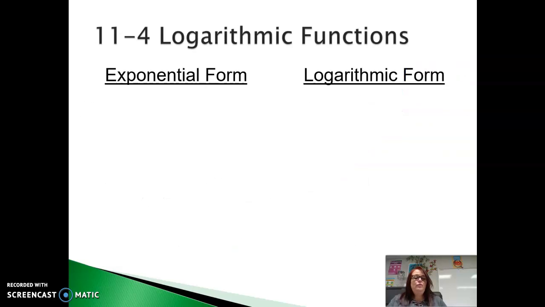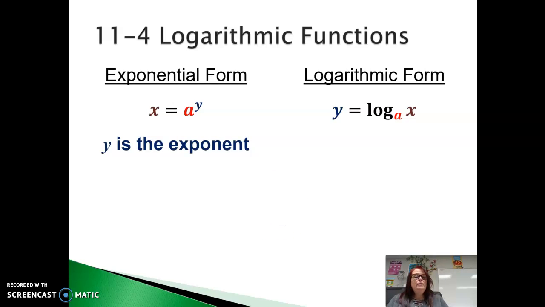So the two different forms that we have, one is we could put it in exponential form. So remember we said x was equal to 5 to the y power, and that was the same as y is equal to the log base 5 of x. So in this case, the base is going to be a instead of 5. So in exponential form, y is the exponent, a is the base, and we said a had to be greater than 0 and not equal to 1.